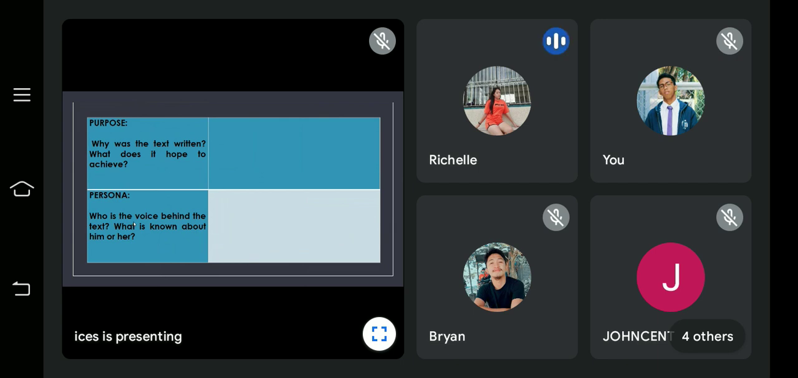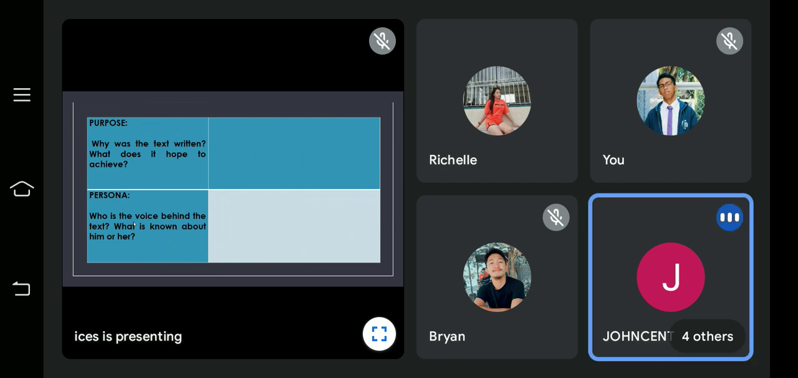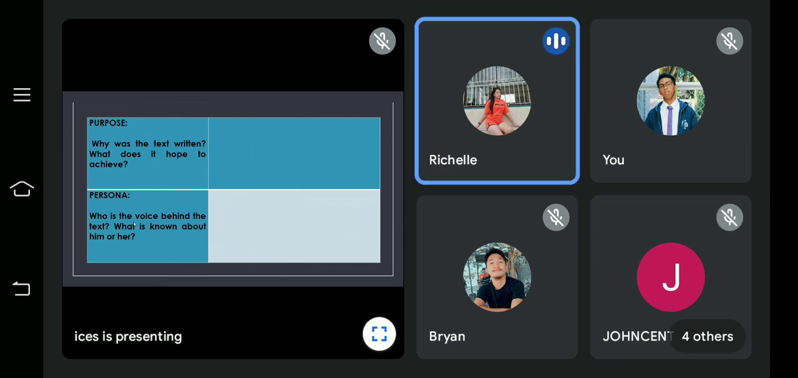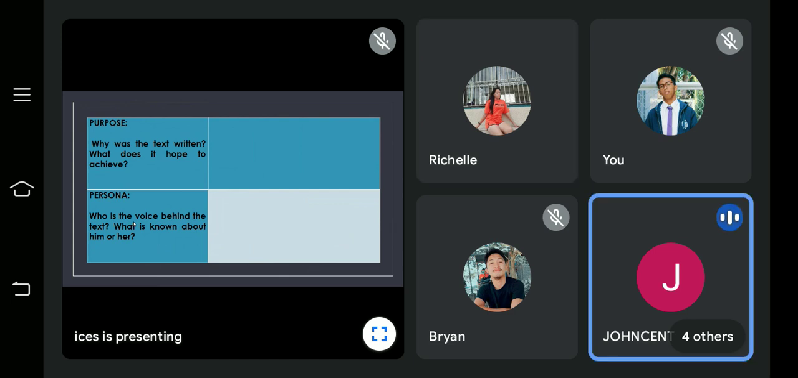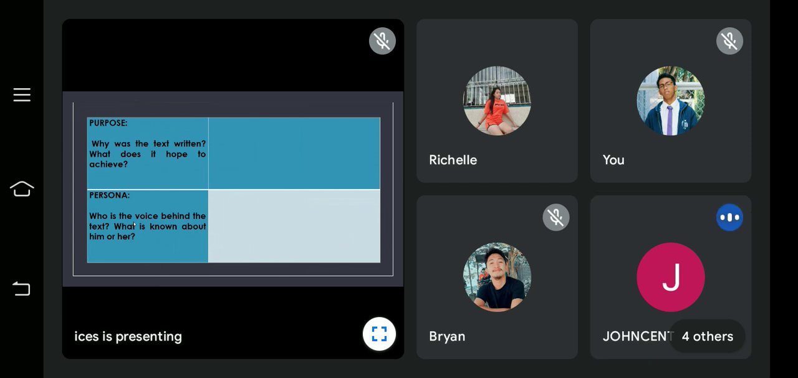So next table. So persona. Who is the voice behind the text and what is known about him or her? Can someone please answer the last table? Ma'am, yes, Mr. Detailo. Since I am a student and I can relate to the emotion or the feelings of the persona, I think he is somewhat like me, a student, ma'am. I think the persona in the poem is a student like me.